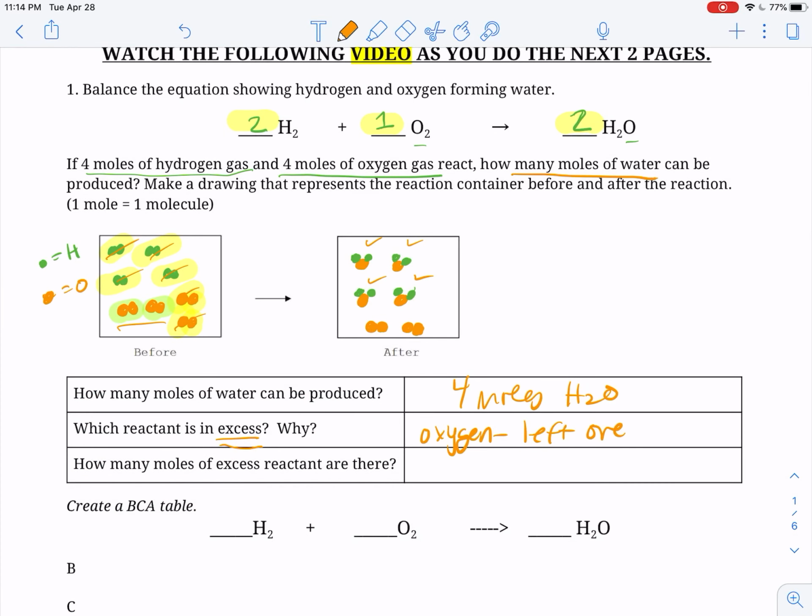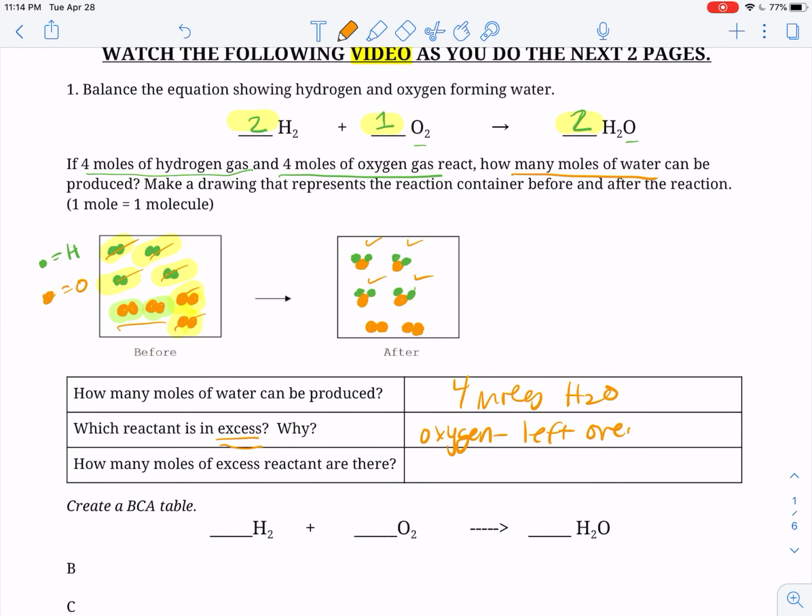There, okay. Oxygen left over. Okay, and then how much is left over? I had 2 moles of oxygen left over. Okay, which means in this case, I would call hydrogen the limiting reactant, right? Because hydrogen is going to be the one that's going to get used up first.